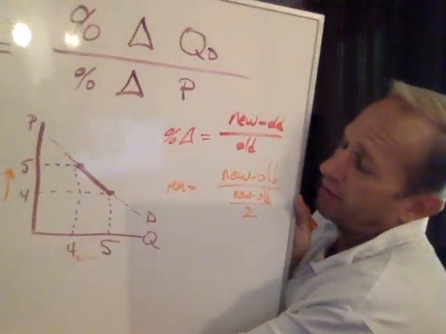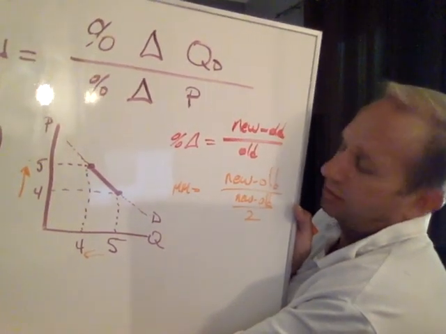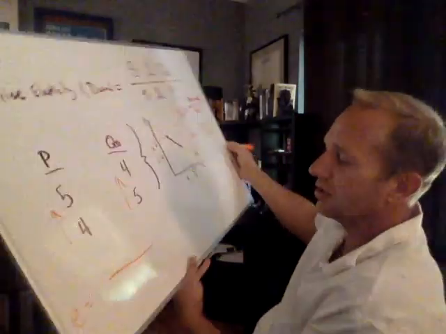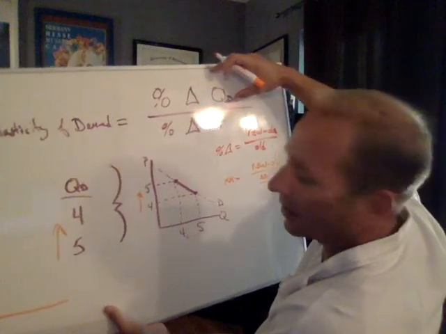That's the midpoint method. New minus old. This is the heart of it. New minus old over new plus old over 2 is how we do the midpoint method. So let's try that here. It's still going to be our general idea up here. It's percent change in quantity up top.